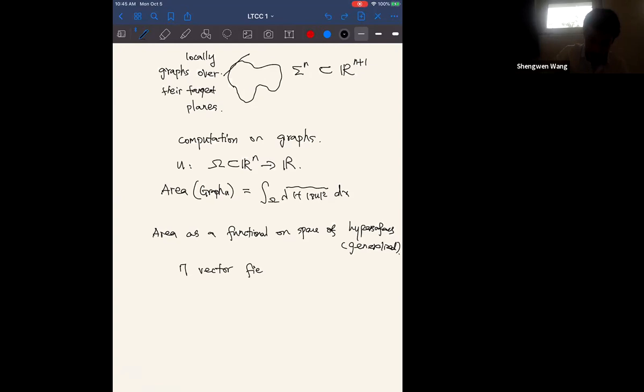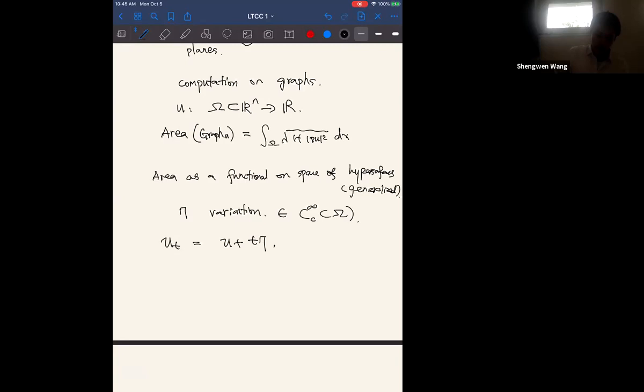So you want to vary the graph. For each eta, let's consider compactly supported variations, so eta is compactly supported in Omega. Then you consider this one parameter family of variations in the direction of eta, starting at the point u. So you will have u plus t eta. It's varying in the direction eta. This is a one parameter family, and you can correspondingly compute the area of the graph of u_t.